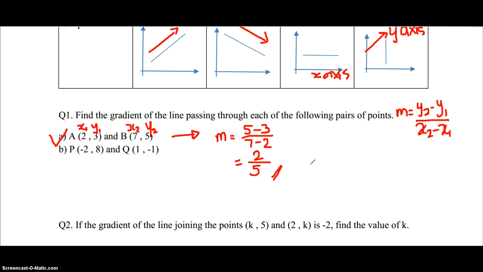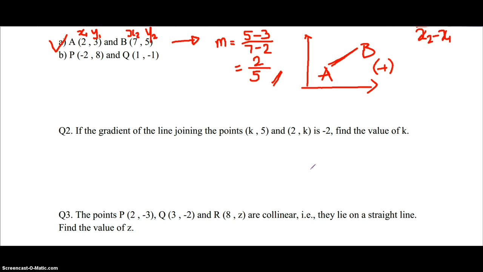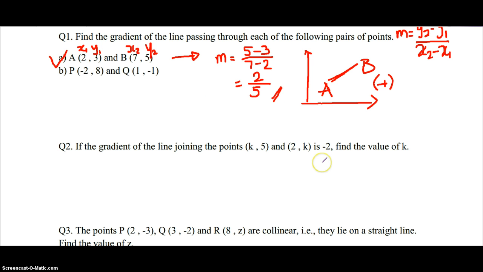If you look at this gradient, it is a positive gradient, meaning line AB should be going in an upward motion. Given the graph, the line AB should be going up since the gradient is positive. If it's negative, then it's coming down. I will not do B, you do it yourself.